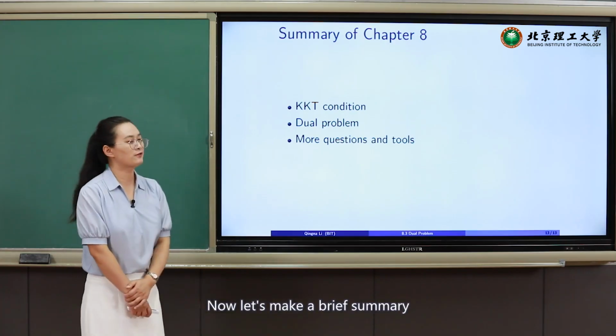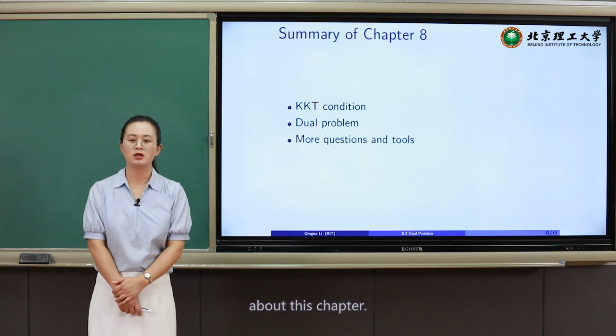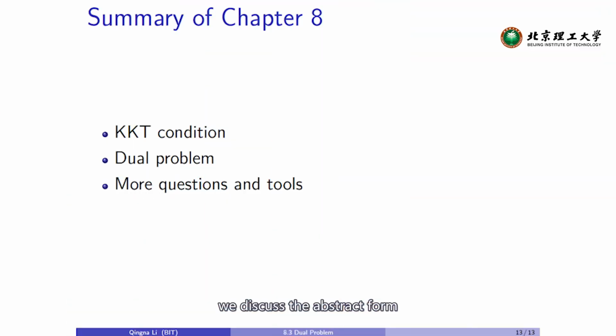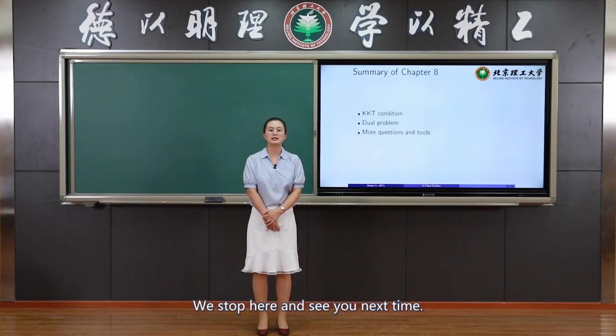Now, let's make a brief summary of this chapter. In order to deal with more complicated optimization problems, we discussed the abstract form of KKT conditions and dual problems. Hopefully, these tools will help you to deal with more complicated problems. Okay, we stop here and see you next time.